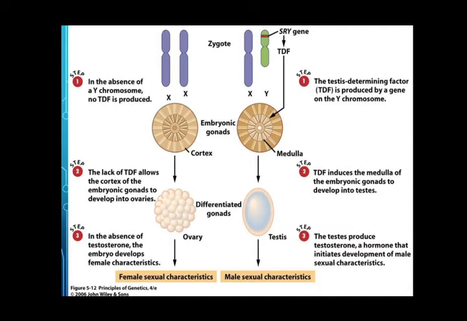So, the testes produce testosterone, a hormone that initiates development of male sexual characteristics. So, the embryo will become a male because of the male sexual characteristics arising from that testosterone. Ovary does not produce testosterone, so the embryo will develop female characteristics.